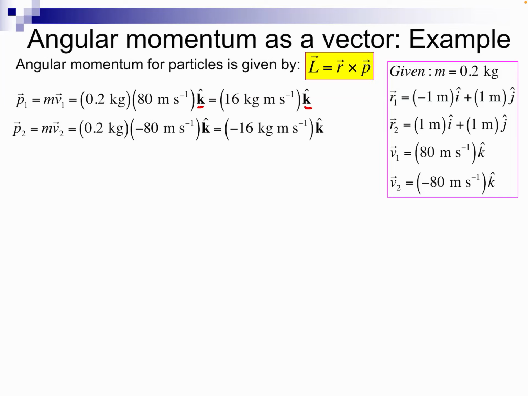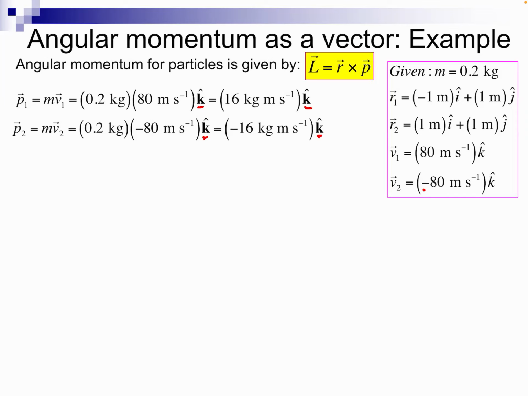For the second Jaffa ball that's moving into the board, you'll have the mass times the linear velocity minus 80, because you have a minus k hat direction. So you have minus 80 meter per second, giving you a linear momentum of minus 16 kilogram meter per second, k hat direction.